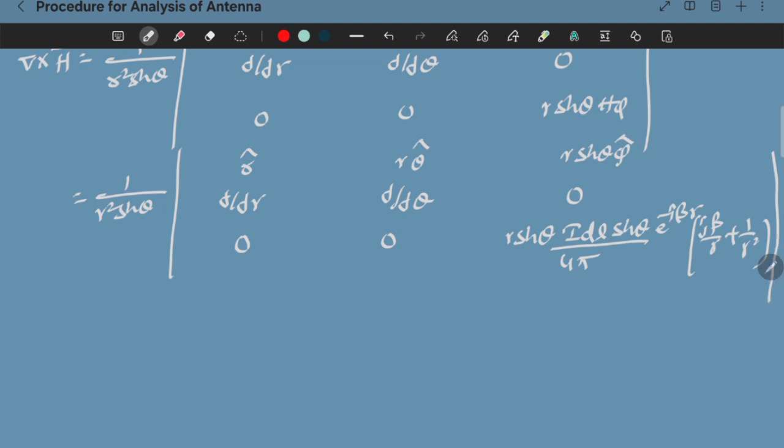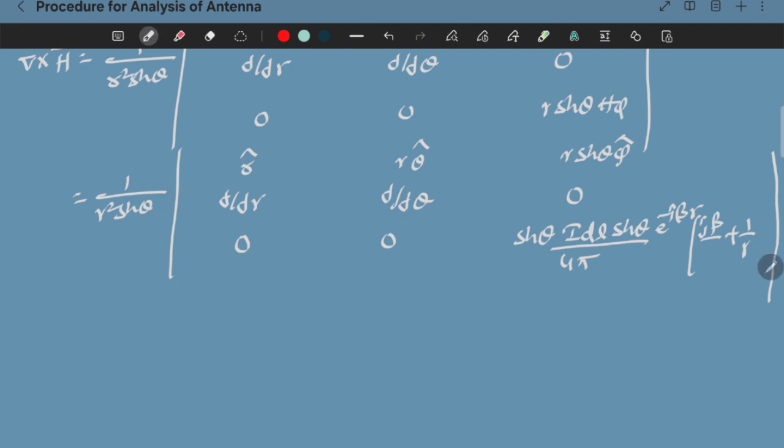Now this r you can multiply inside. Okay, this r you can multiply inside, then what will we get? So this will be gone, here this r will be gone, here this square will be gone.